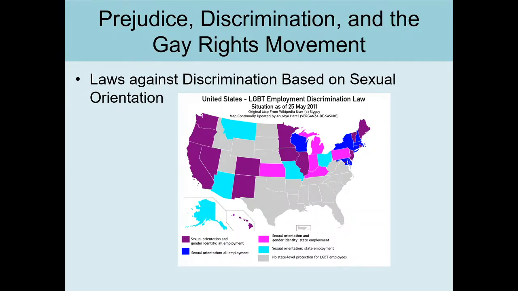So this is as of 2011. These are the states, the colored ones, that have some protection for people based on sexual orientation and or gender identity. You'll see that the purple ones, which include the state of Washington, have protection for people. You can't be discriminated against based on your sexual orientation or gender identity.